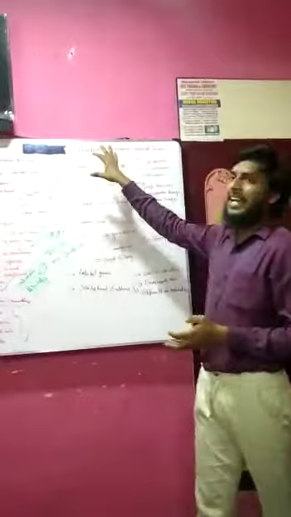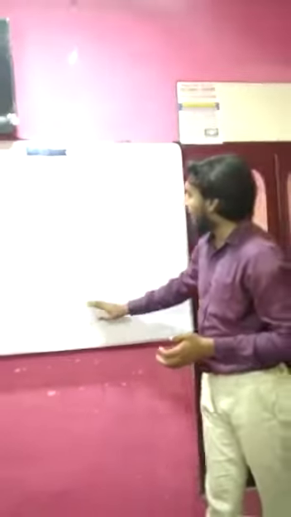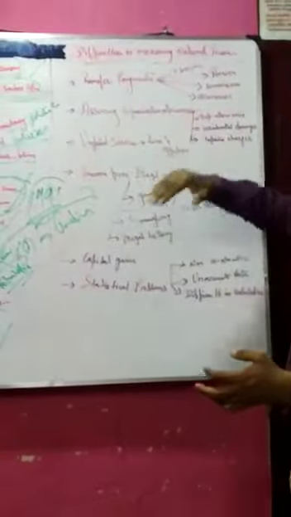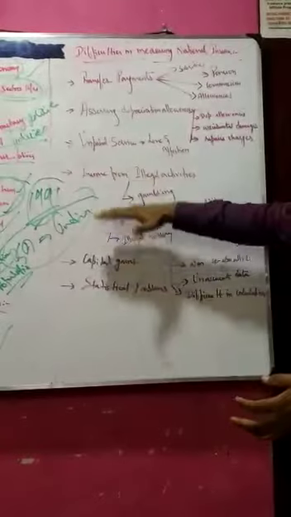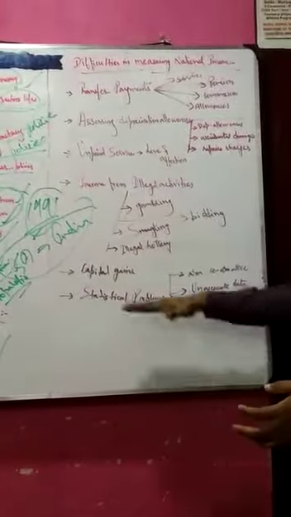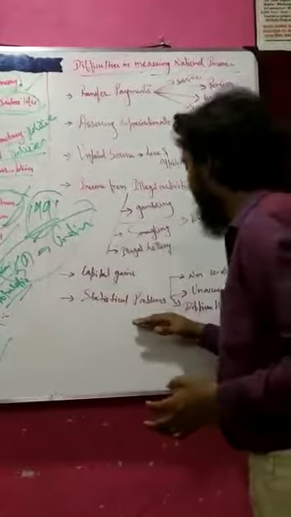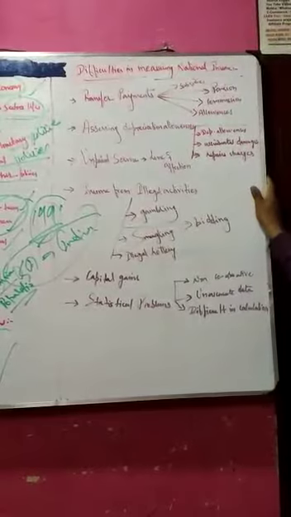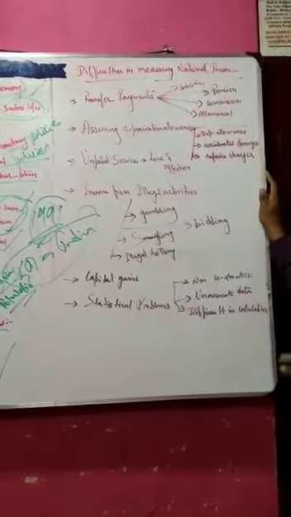But economics has given us the six most important difficulties that they face: transfer of payment, assessing the depreciation allowance, unpaid services, income from illegal activities, capital gains, and statistical problem. These activities are the most difficult while calculating the national income. Let's see one by one.